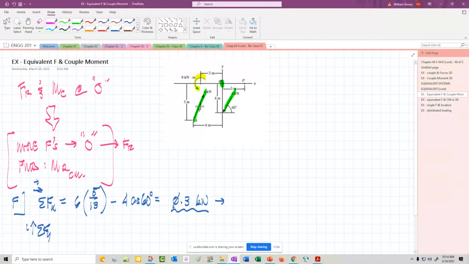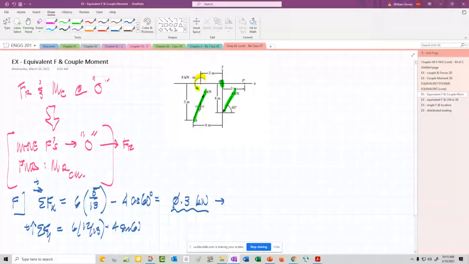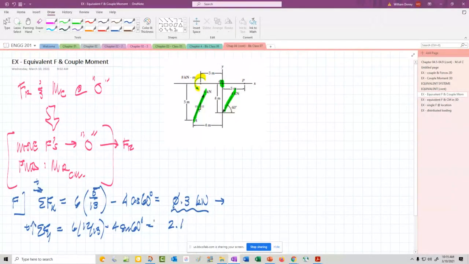All right, some forces in the y direction, positive up. 6, that'll be 12 over 13. Minus 4 sine of 60. That should give me about 2.1 kilonewtons, and that is up.